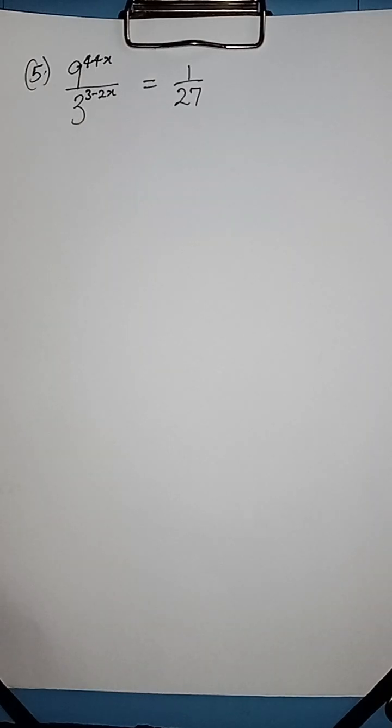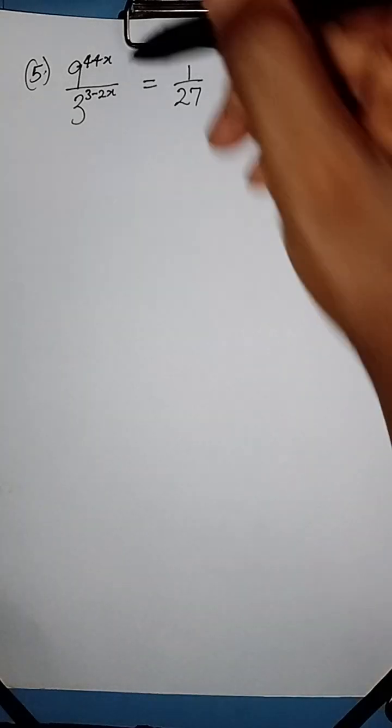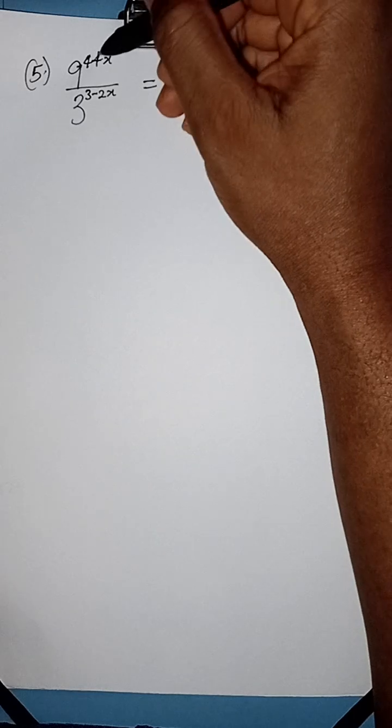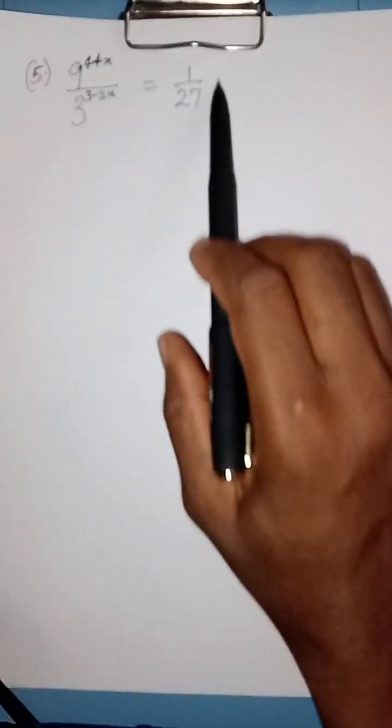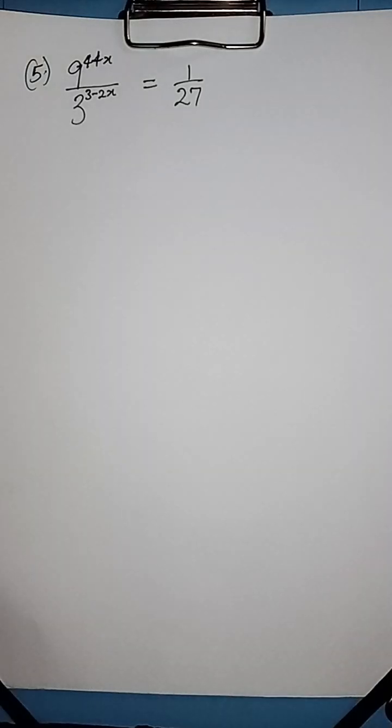Okay, let's look at number 5. 9 raised to power 4 plus x divided by 3 raised to power 3 minus 2x equals 1 over 27. Now please, this is plus 4 plus x. Okay, so if I have a question like this, what do I do? It's the same procedure. Express all the terms in the equation to have 3 as its base.